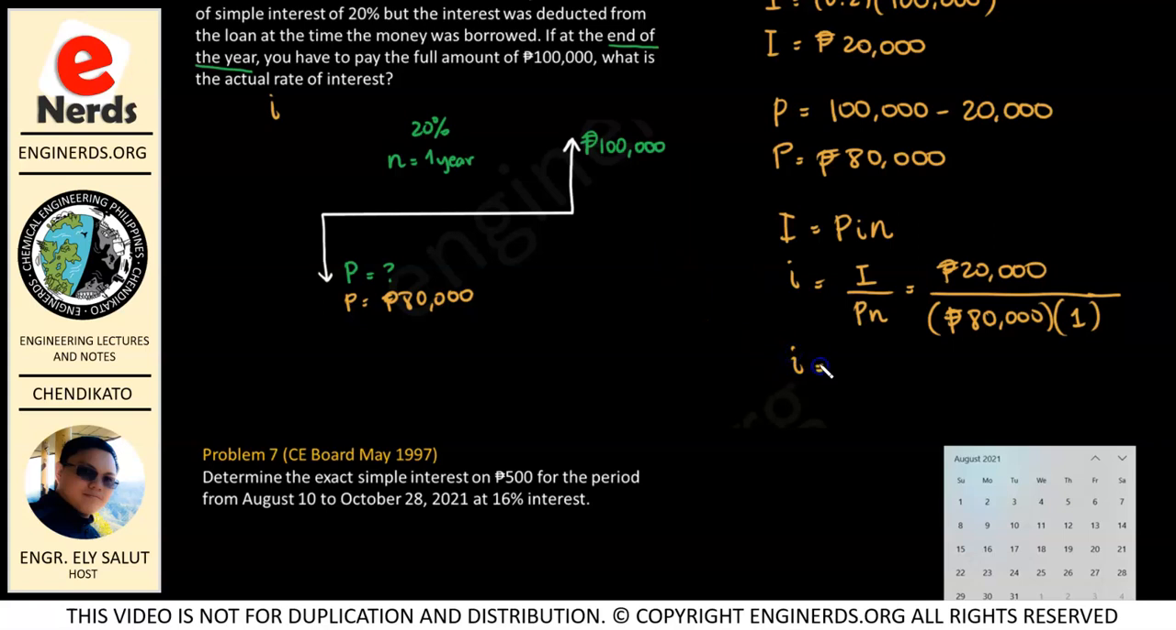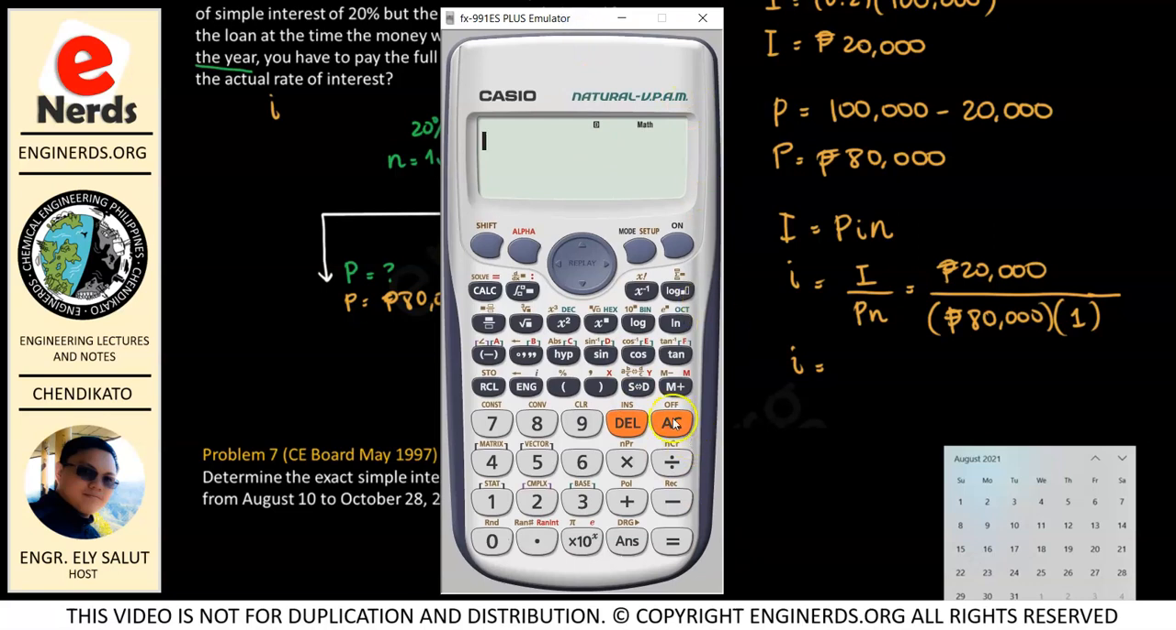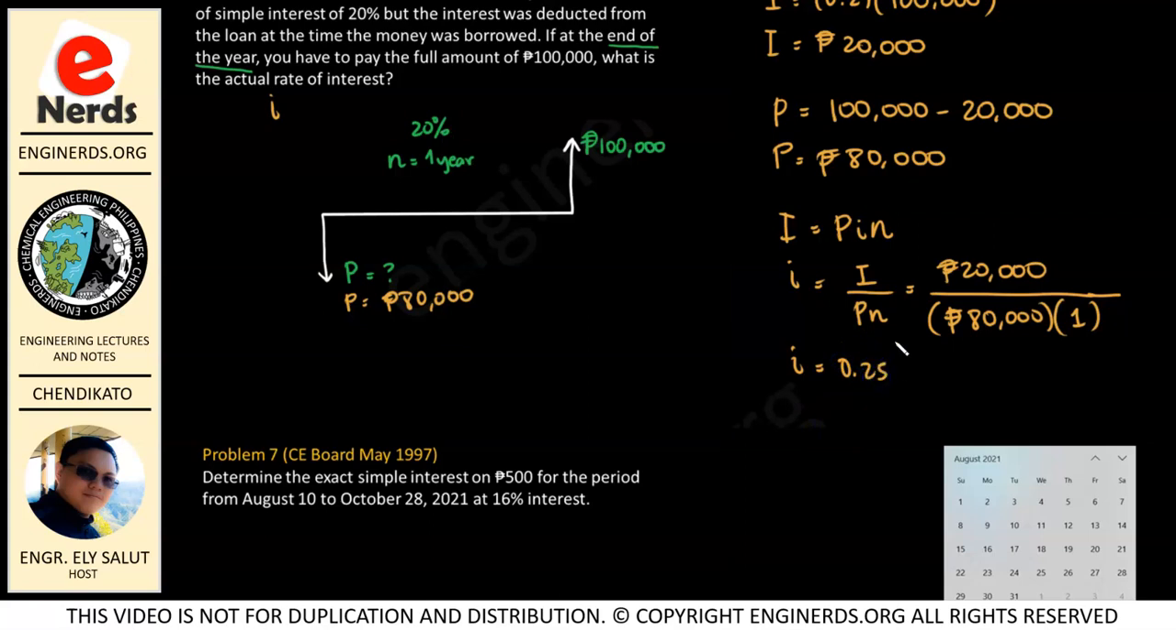Let us try to solve ano yung value ng ating I. Our I is equal to, let us use our calculator. So, 20,000 divided by 80,000, then divided by 1. So, we have 0.25. Okay, so to get the percentage of that, we'll multiply this by 100. So our I is equal to 25%. So this is our final answer for this problem.